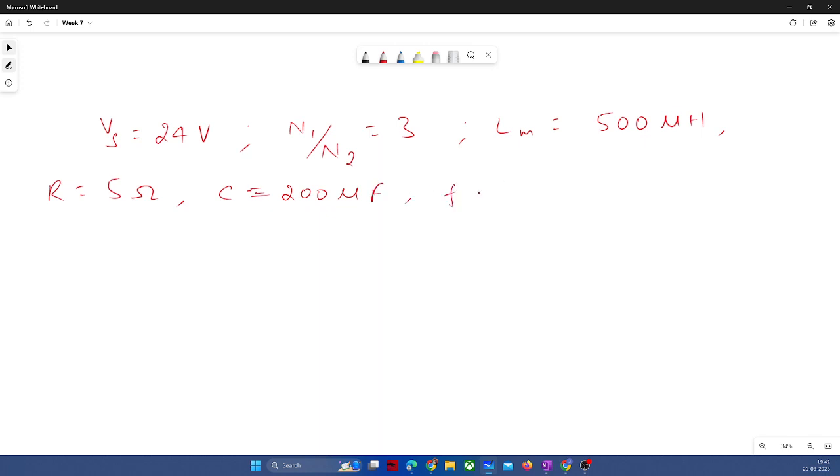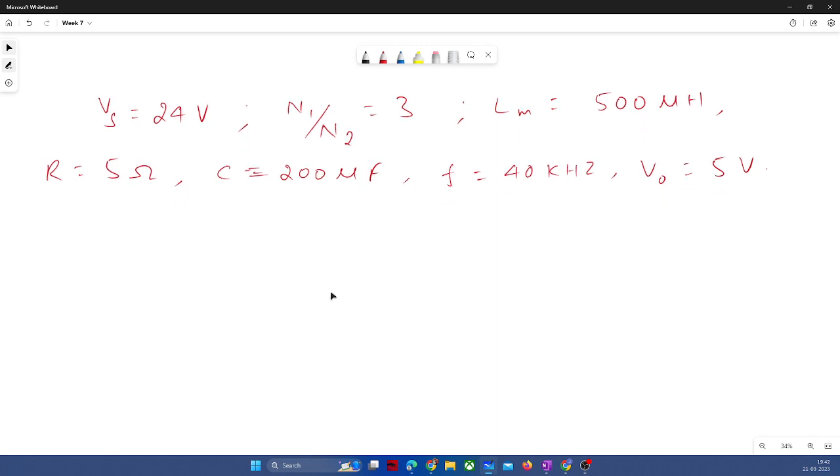Capacitance is also given, switching frequency is given 40 kilohertz, and V naught is given 5 volt. So you are given almost all parameters. Now the first thing you need to determine is the duty ratio, and this is for flyback. So for flyback, you need to compute duty ratio first thing first.